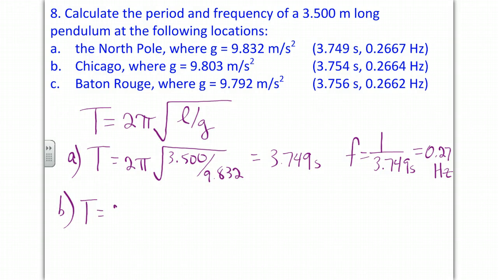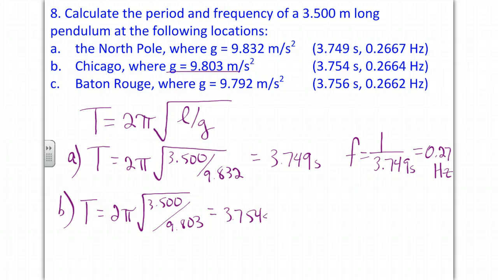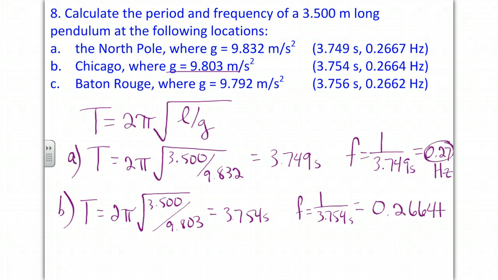Part B, period equals 2 pi square root of 3.500 over 9.803. This is from the second part. And that's going to give us a period of 3.754 seconds. Again, frequency is 1 over 3.754, which gives us 0.2664 hertz. And for part A, the extended answer is 0.2667 hertz, because these answers are all going to be very similar. So we'll keep 4 sig figs.